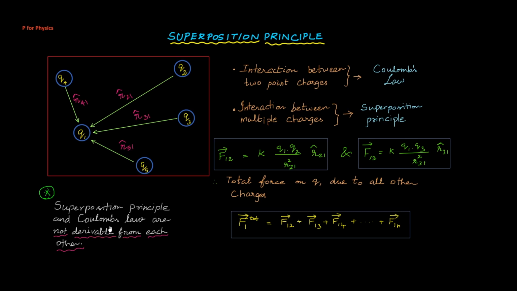That is, from Coulomb's law, superposition principle cannot be obtained and vice versa. So they are very closely related and associated with each other, but they are not derivable from each other.